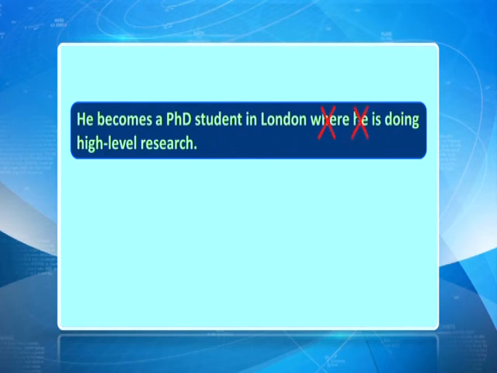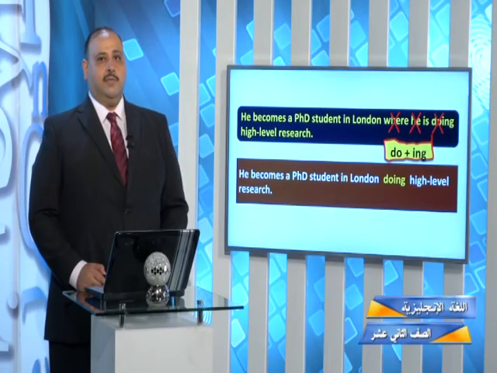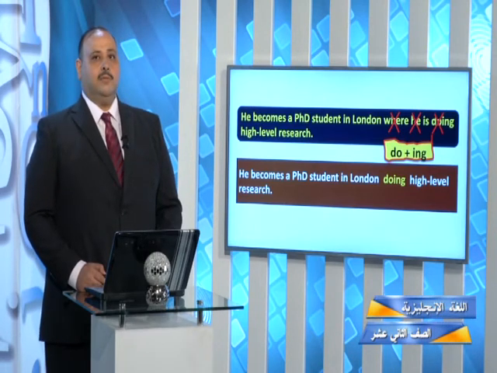Then we have the verb is doing. Should be also deleted. Then we get the verb do. This is the infinitive form plus ing. How do we say it? We say doing. Now think about it, what the answer is. He becomes a PhD student in London doing high-level research. Great. I think now it has become easy for you. Now let's see another example and try to depend more on yourself.